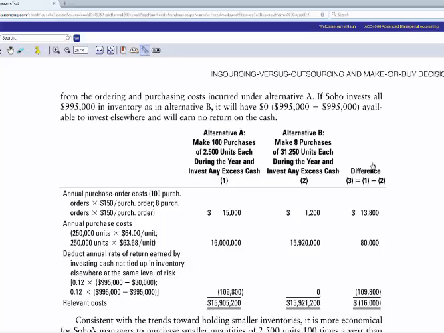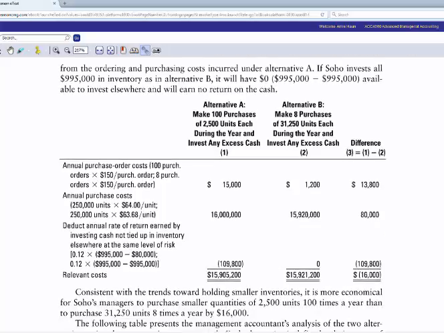We can net the column, but we can net the row, and we should get the exact same result. So, as you can see, this one is cheaper by $16,000. So we should actually go with issuing 100 purchase orders. You guys can tell that the majority of this is due to that 12% return that's available on the cash.